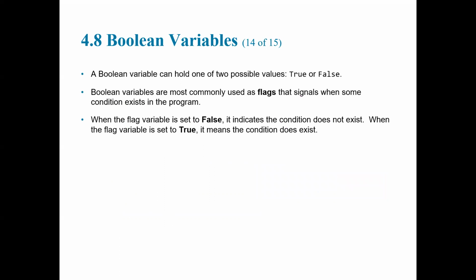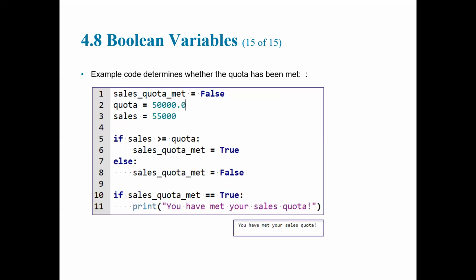Boolean variables can hold one of two possible values, either true or false, and they're many times referred to as flags. When the flag variable is set to false, it indicates that a condition does not exist. When the flag is set to true, then it means that the condition exists. Here's a quick little example of using Boolean variables.